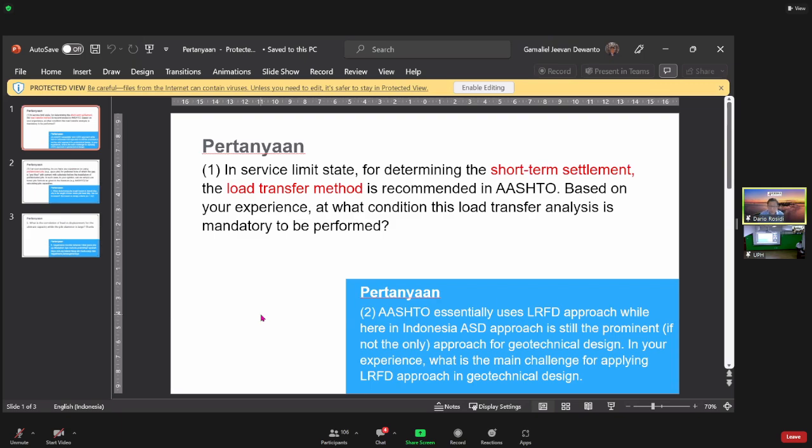So what is the main challenge for applying the LRFD approach in geotechnical? I don't see any challenge, because with AASHTO, if you design a bridge, they give you everything. They give you load factors, they give you resistance factors. So all you need to do is select the ones that are appropriate for your project, right?